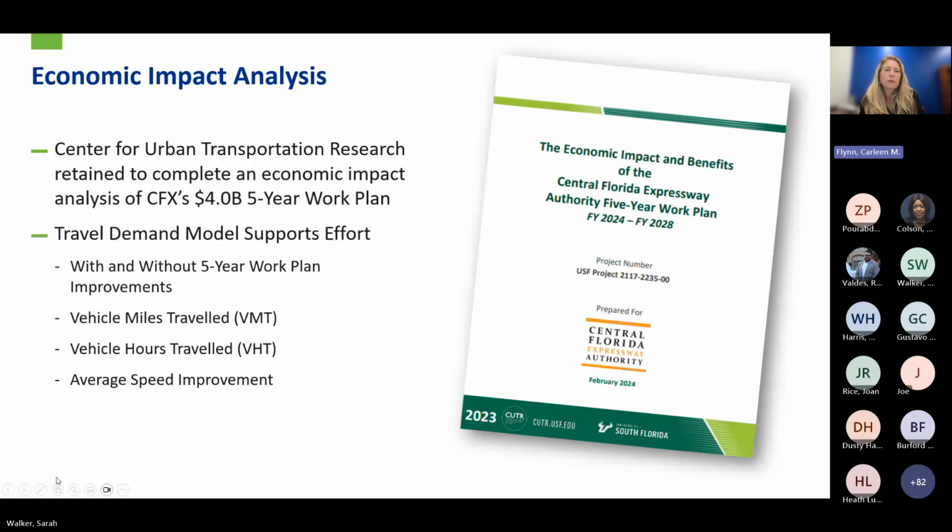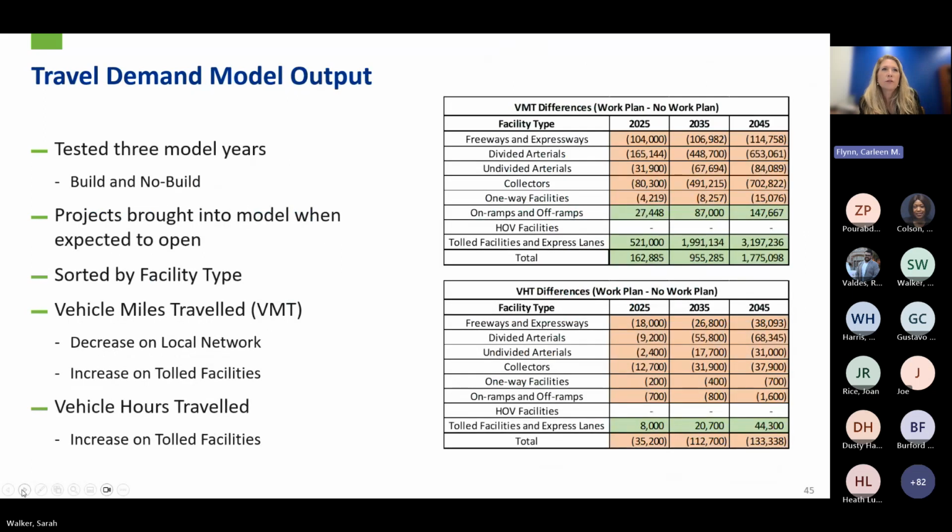Next slide. So we got a lot of numbers on here, but this just shows the output that we provided to CUTR. So we tested 3 model years, 25, 35, and 45. And then we brought those projects into the model when they were expected to open for that model year. We sorted it by facility type. So the toll facilities are down at the bottom. We don't have any HOV facilities, but these are facility types that are identified in the model for each of the roadway segments in the network.